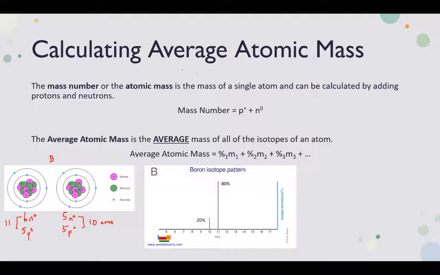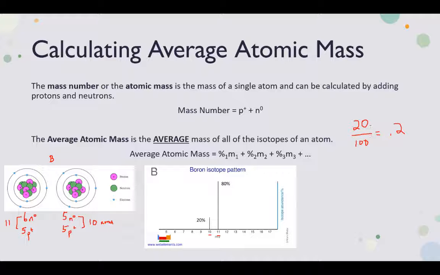And when I look at the percentages of my boron isotopes, I notice that 80% of all boron has a mass of 11 AMU, and 20% of all boron has a mass of 10 AMU. So in order to figure out my average atomic mass, I need to multiply the percentage times the mass of each isotope. And the percentage needs to be converted into a decimal. So 20%, just a reminder, percent means out of 100. So 20% is 20 out of 100, which would mean that I have really 0.2 when I convert it into a decimal.